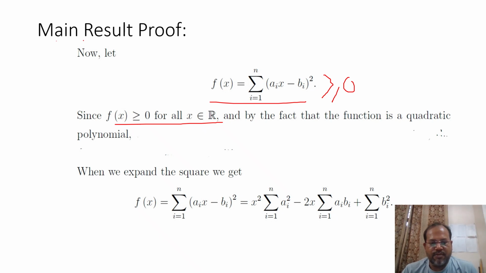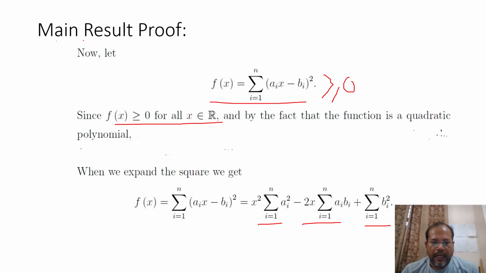Now we expand this. Just use the simple formula (a minus b) square equals a square minus 2ab plus b square. The summation is outside, so the summation goes to all the terms. The first term becomes the summation, i equal to 1 to n, of ai square, and since it does not depend on x, x square comes outside. Similarly, for the second term, 2x comes outside, with the summation of ai bi, and the last term is the summation of bi square.